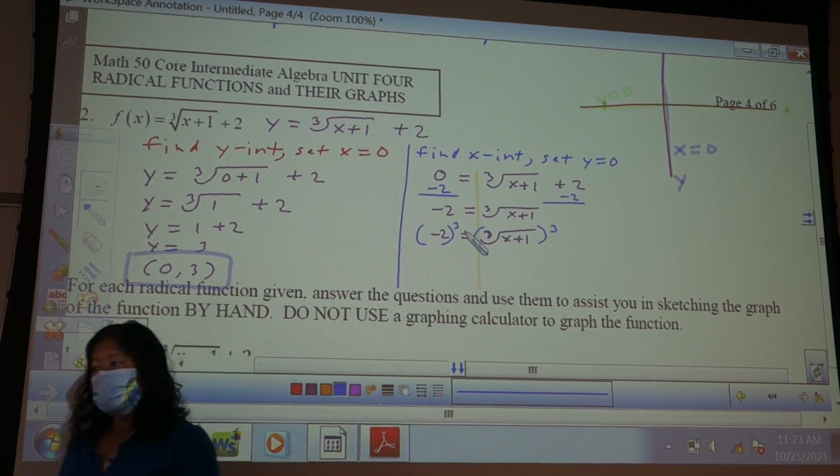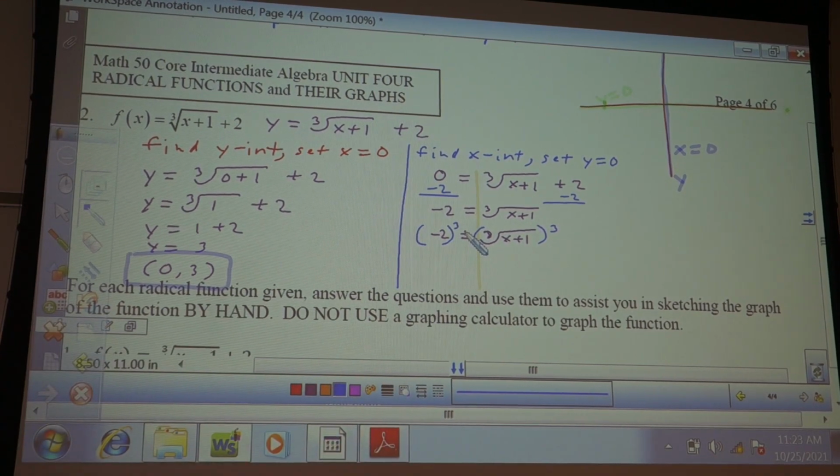All right, so everybody raise -2 to the third power. What do you get? So it should be negative or positive, first of all? Negative. So negative times a negative is a positive, so negative. What's 2 to the third power? 8. Sorry, my bad. I was throwing that in there. And then on the other side, we undid the cube root part, so it's just x plus 1.